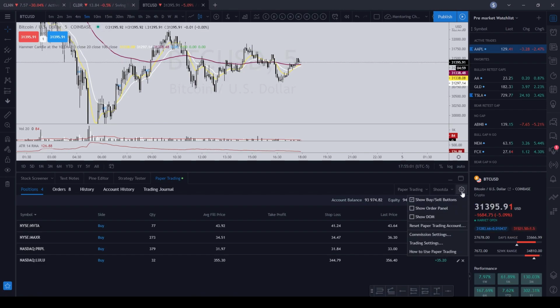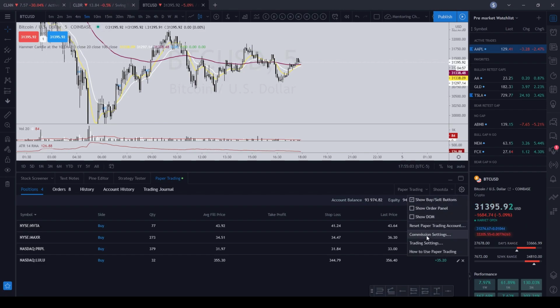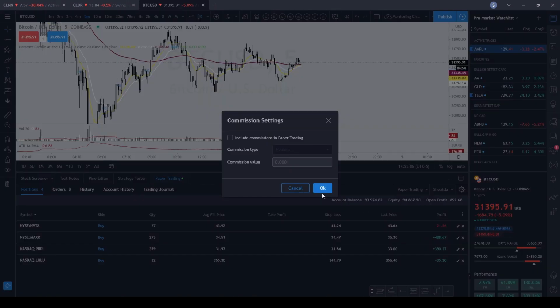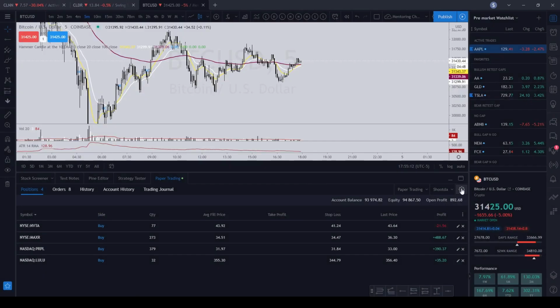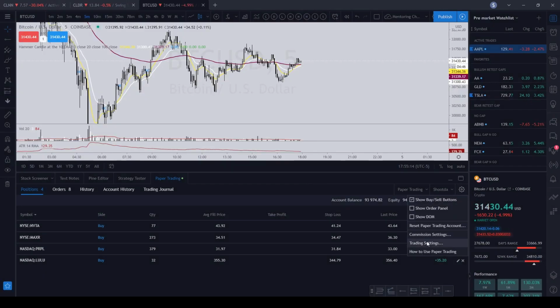So now if we go back into that box, the next is commission settings. Now, if you wanted to set up your commission settings based on your broker, you could do that in here if you know them. I don't, but if you did do that, that just gives you a little bit more information on how you're trading and how you'd be performing.